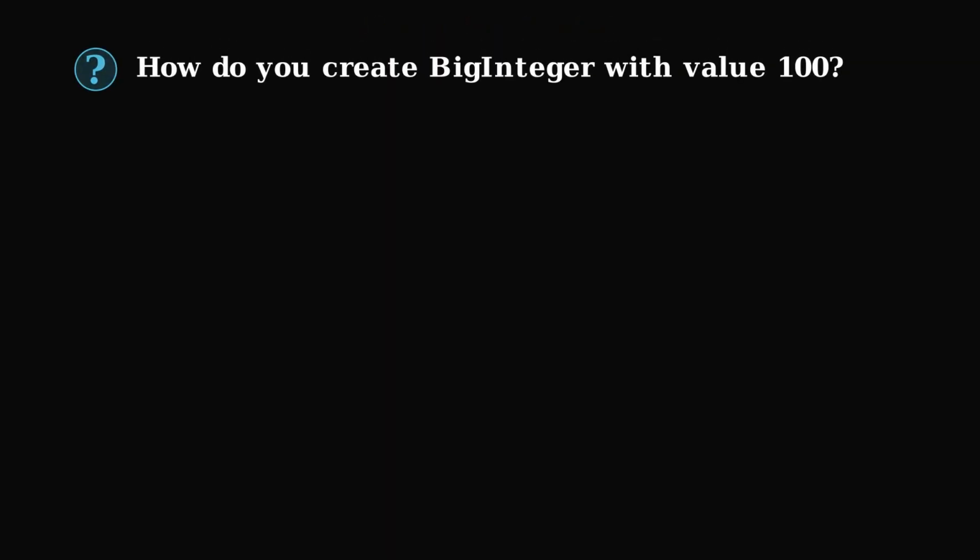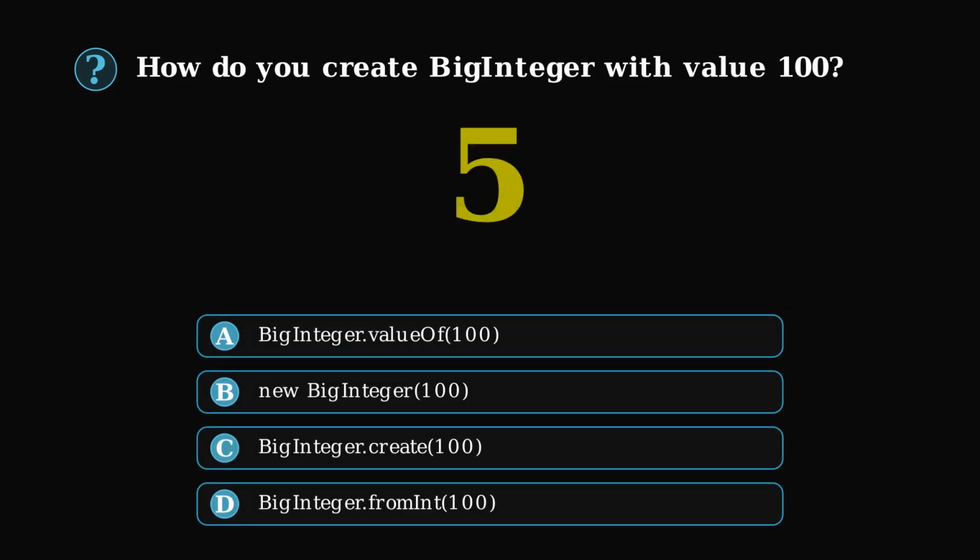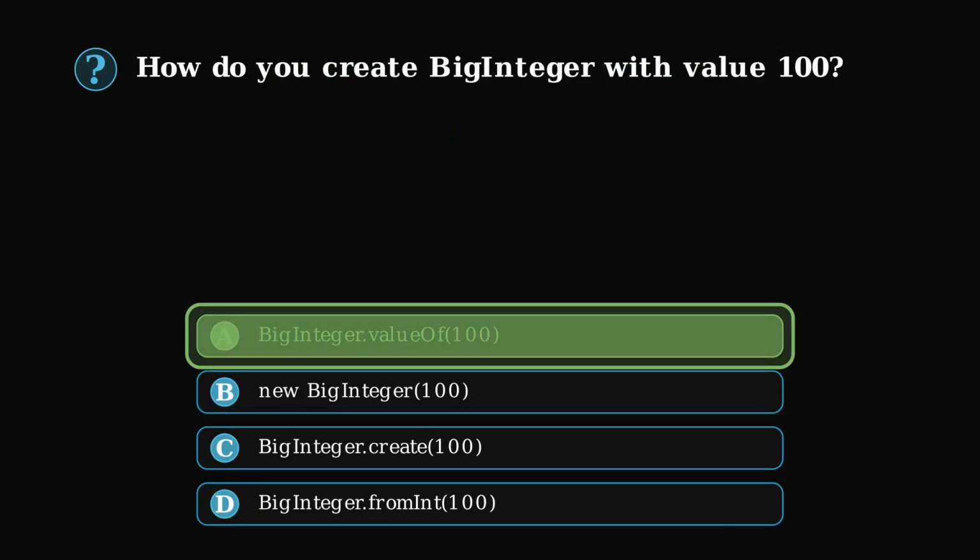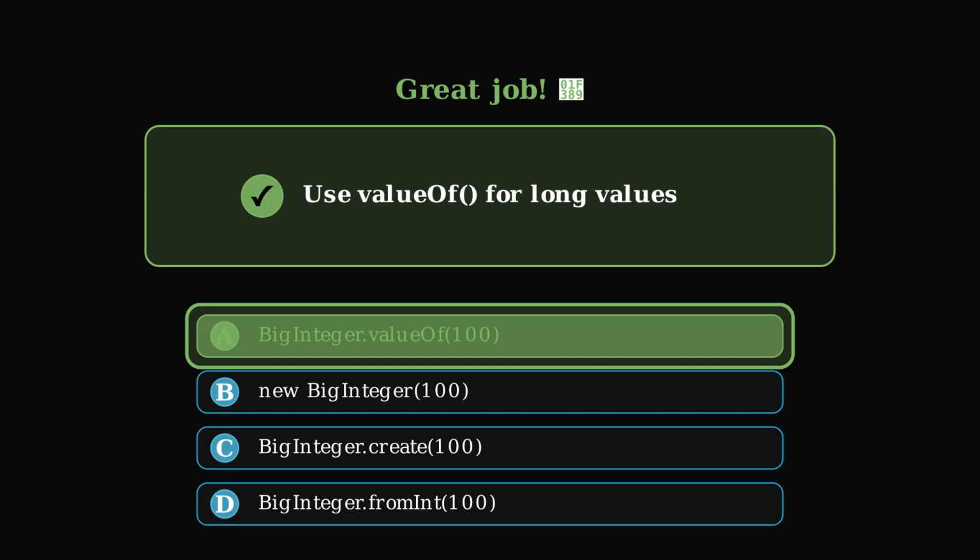How do you create BigInteger with value 100? Which one is correct? The correct answer is use valueOf for long values.